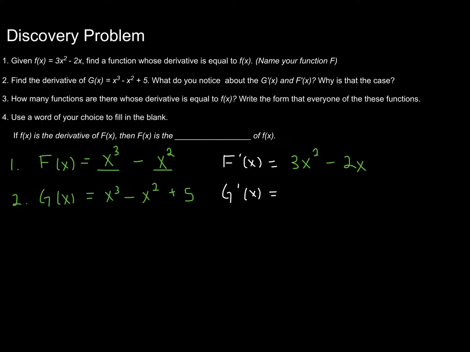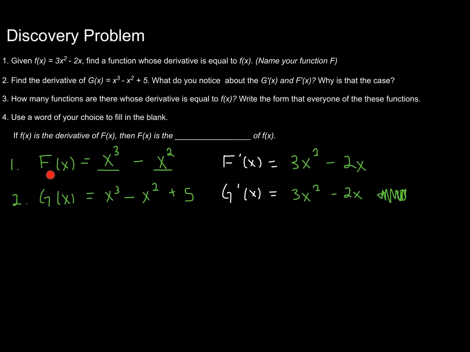Now, in question 2, I want to find the derivative of capital G. So I look at capital G here, and I'm going to go ahead and differentiate again term by term. And when I do that, I notice that I get 3x squared minus 2x plus 0. Well, plus 0 is meaningless here, so I end up with capital G prime being equal to 3x squared minus 2x. And what do I notice? I notice that this is the exact same derivative as f prime of x, right? These are the same function.